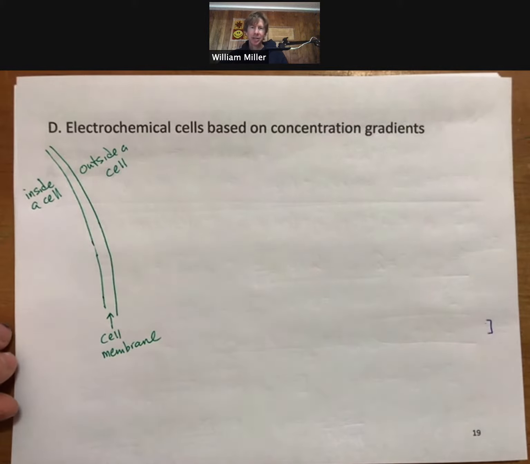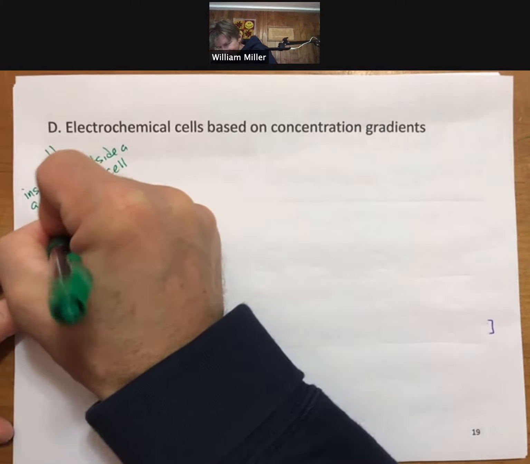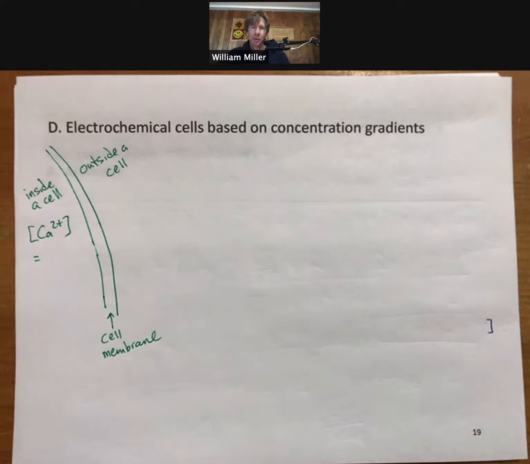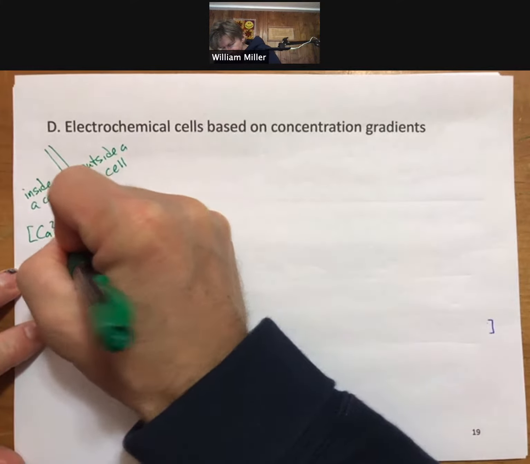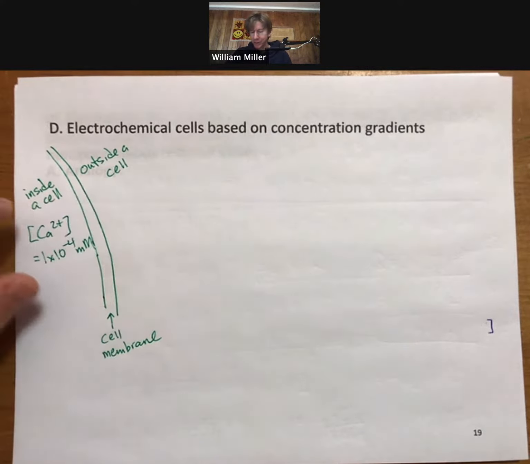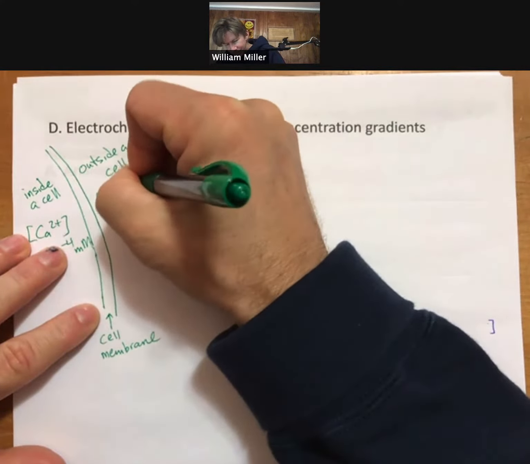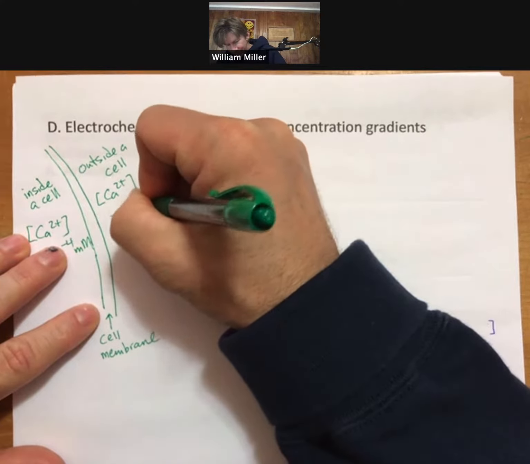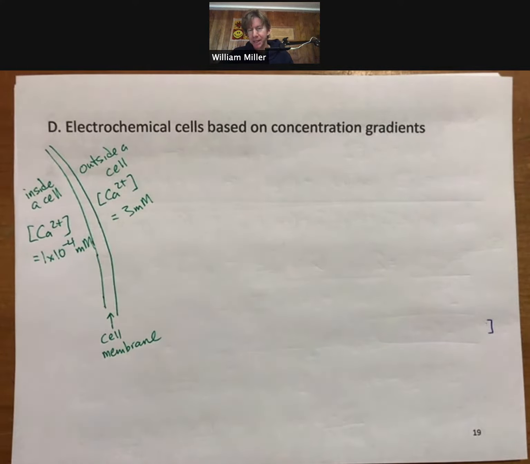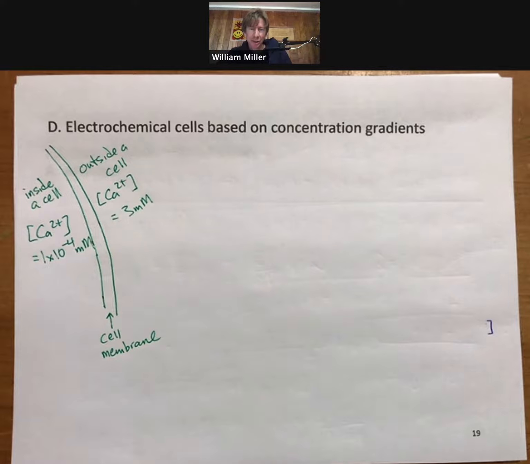Now, a typical concentration for, let's say, calcium inside a human cell would be 1 times 10 to the minus 4th millimolar. So 1,000th of a molar. And so inside a cell we have the concentration. Outside a cell, which could also be called inside the blood, we might have a concentration of 3 millimolar. And the question is, based on this difference in concentration, what is the cell potential?